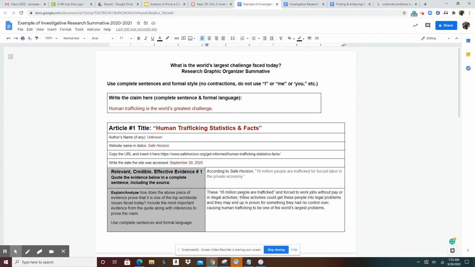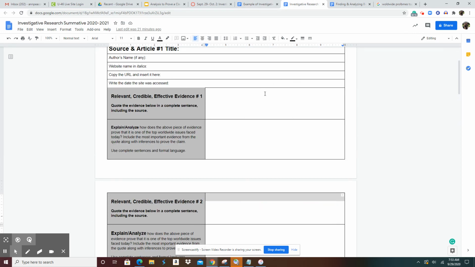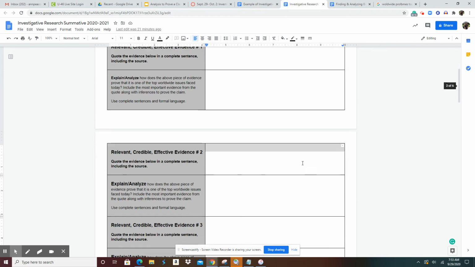So I don't just write, this is a lot of people, therefore it's a worldwide issue. No, that's clear it's a lot of people. You need to talk about the effects and how big the effects are and what type of effects there could be. You need to be specific in your inferences. So you should already have all the evidence for each of these. Now you need to do the analysis.